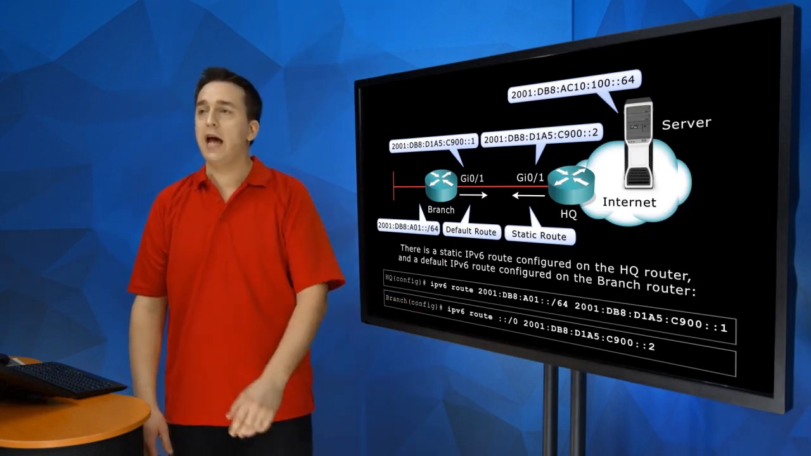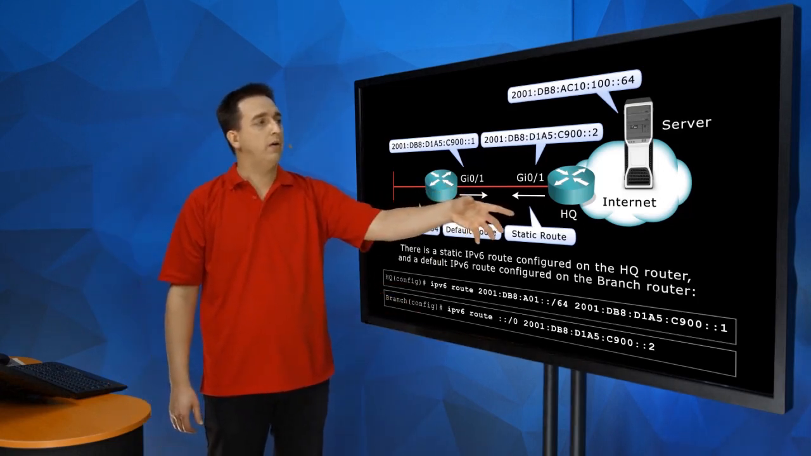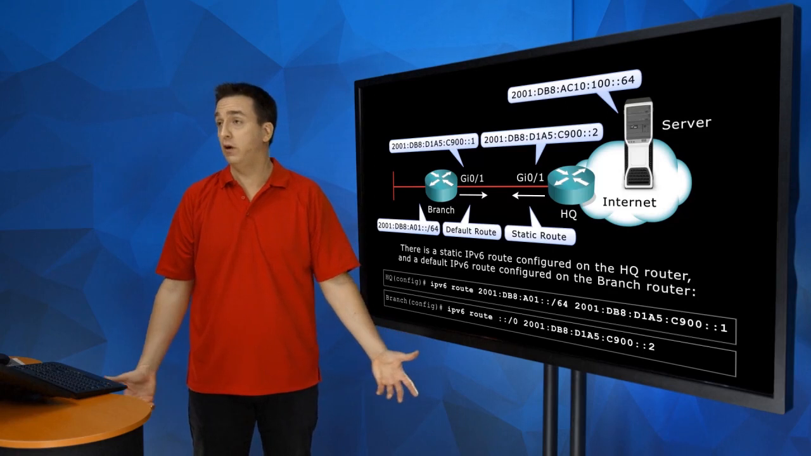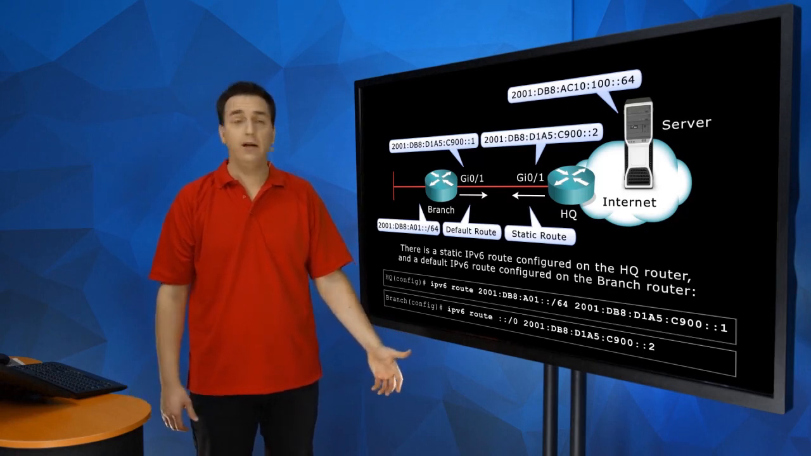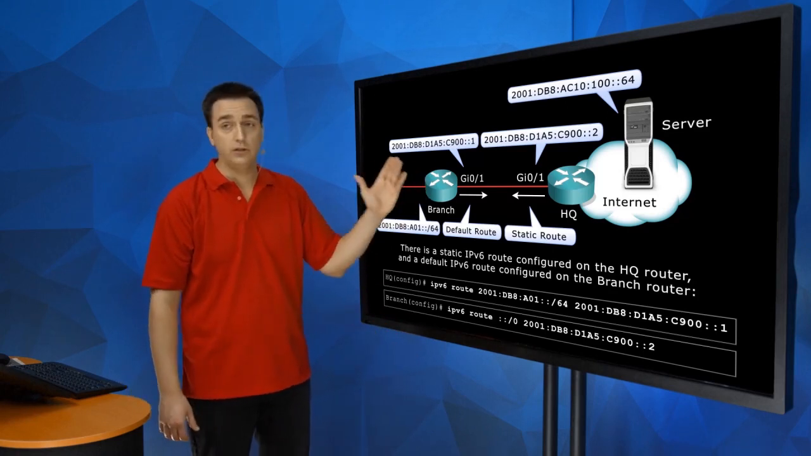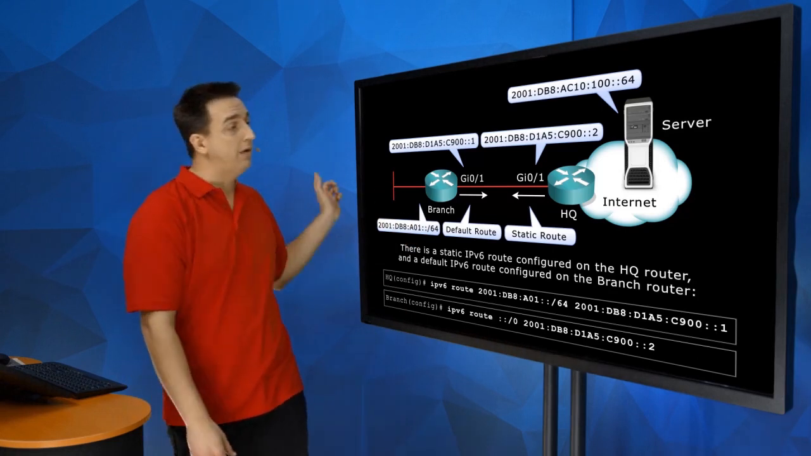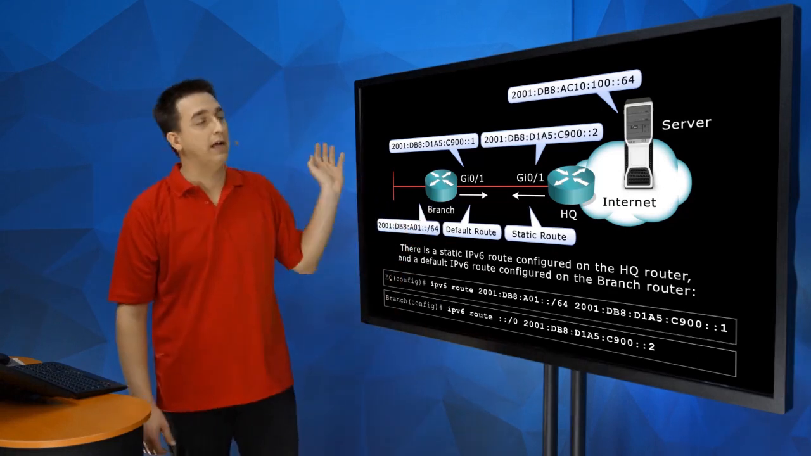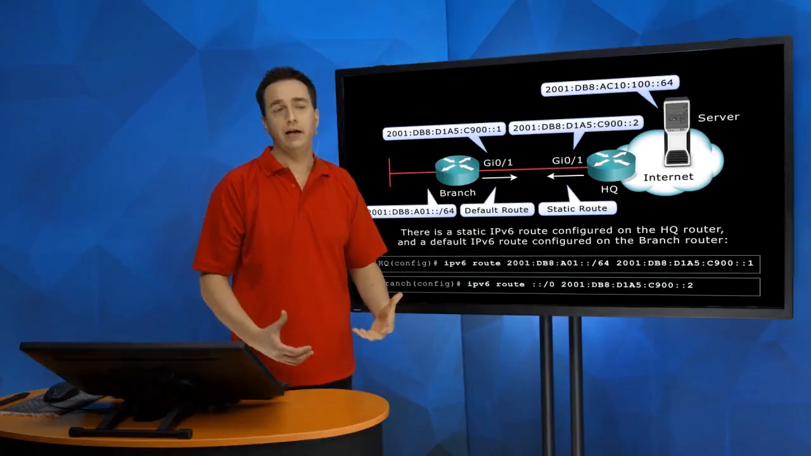So on branch now, we want to get to that server, but what we're using as an example here is a default route. So the default route, meaning if you don't know how to get there based on entries in your routing table, go ahead and use the default route and just go. Send everything out towards headquarters that you don't know how to get to.